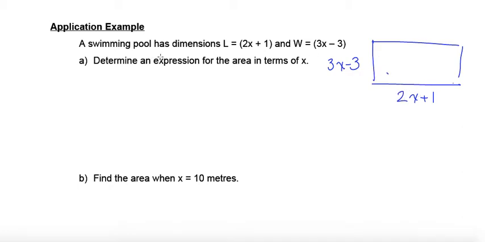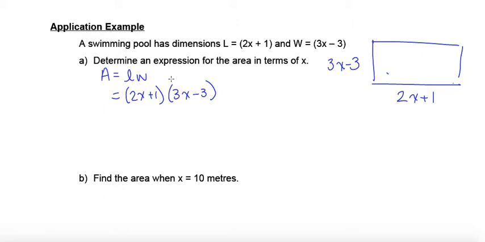We want to determine an expression for the area. Remember, the area of a rectangle is length times width. In our case, instead of L, we're going to write 2x plus 1, and instead of W, we're going to write 3x minus 3. Now this becomes a question where I can multiply binomials, so use FOIL.